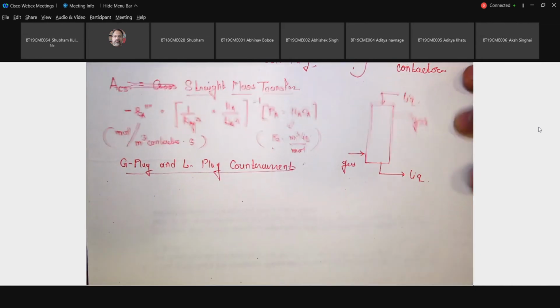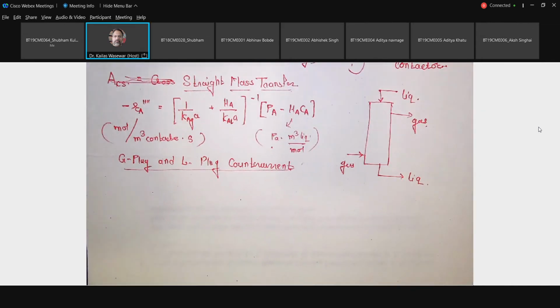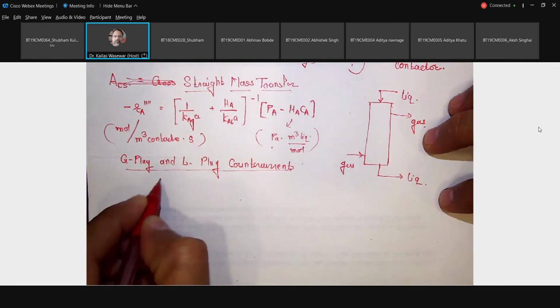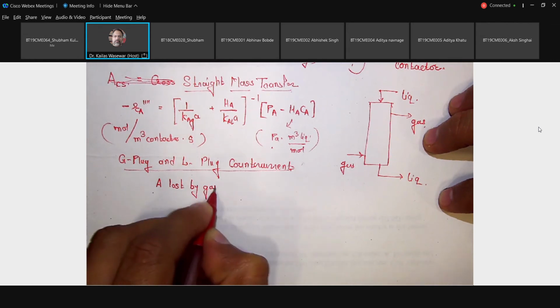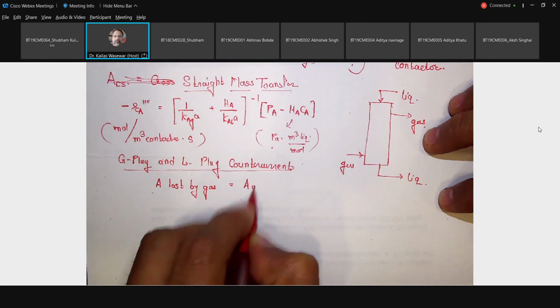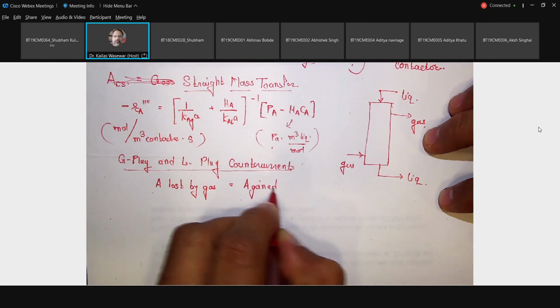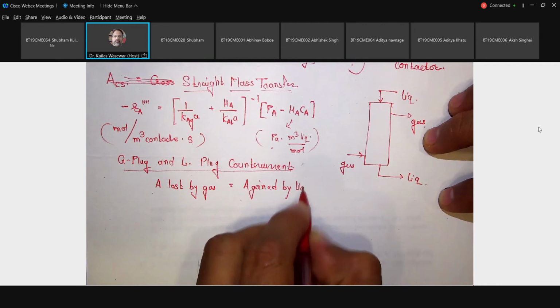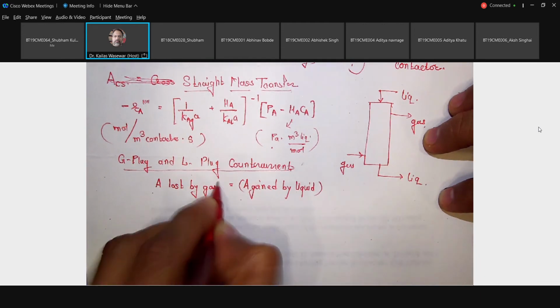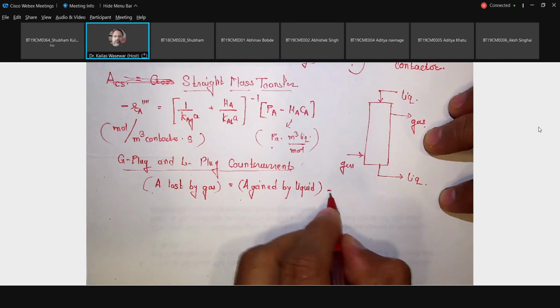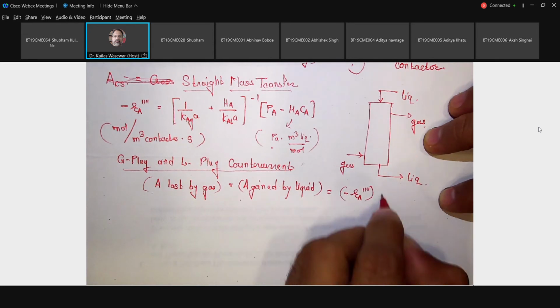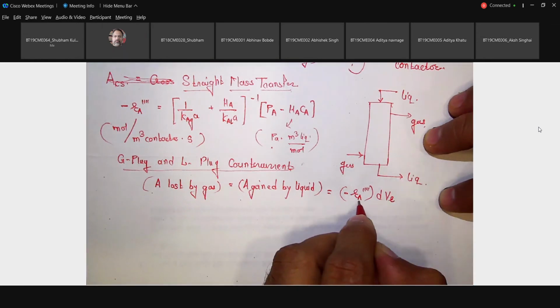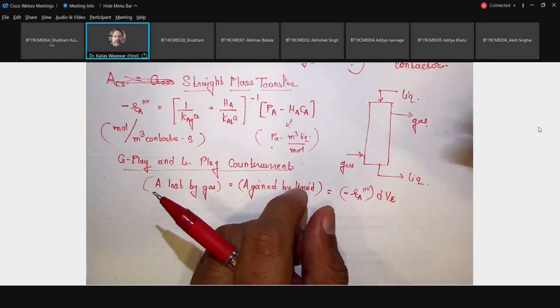Is it? So how will you write down the balance equation? Of course, A lost by gas is equal to A gain by liquid. Is it? This will be the balance equation. And this will be equal to minus Ra dVr. This is per unit volume of the reactor for a small section of the reactor.